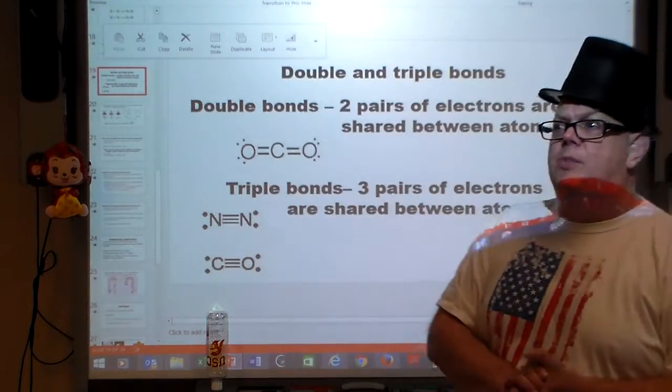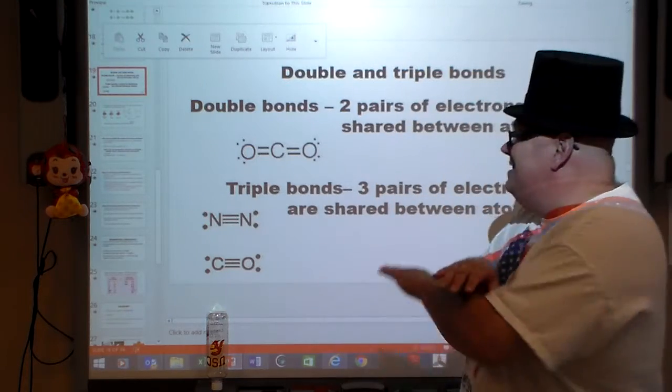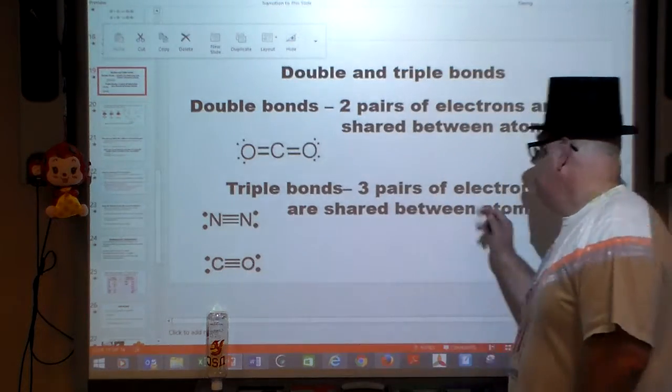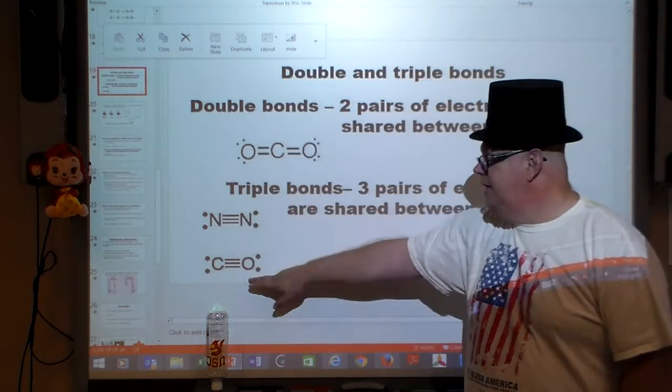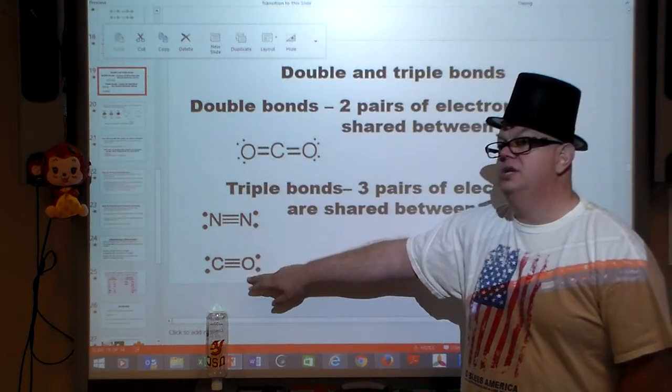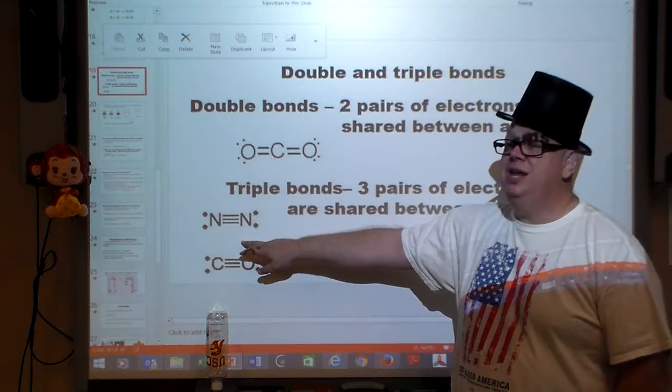The most common would be single bonds, but then you get double bonds. You do have triple bonds. That's the highest you can go. Three pairs of electrons are shared between atoms, like N2. And then carbon monoxide, quite poisonous to us. The N2, this makes up most of the air that we breathe.